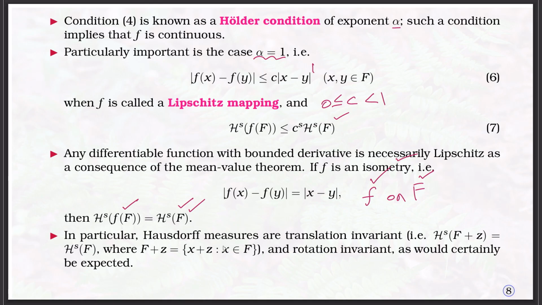More precisely, Hausdorff measures are translation invariant. That means if you add a point z to all the members of F, the Hausdorff measure doesn't change, and rotation invariant, as would certainly be expected. You are just translating the set F, shifting it from one position to another, then H^s(F + z) equals H^s(F). Now, in particular, you can think about what the behavior of this mapping is if s is less than 1; we will discuss it later.